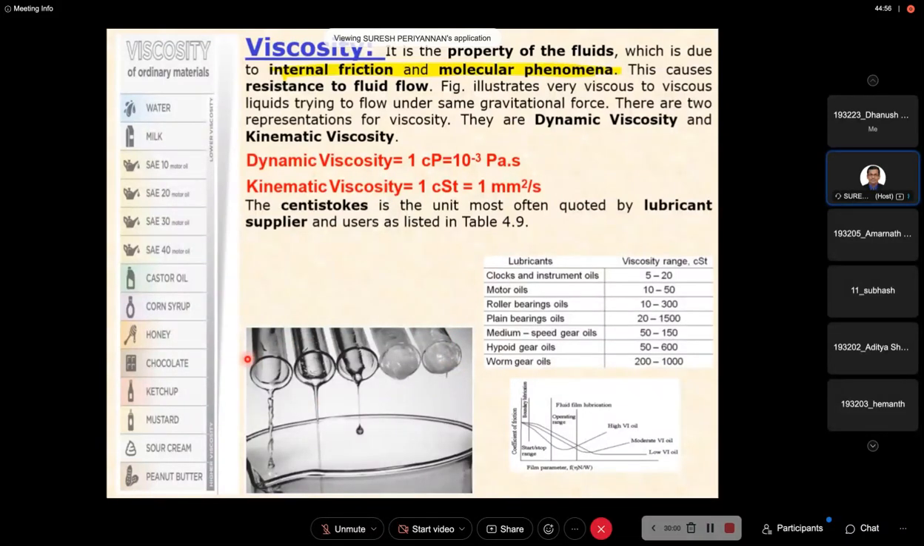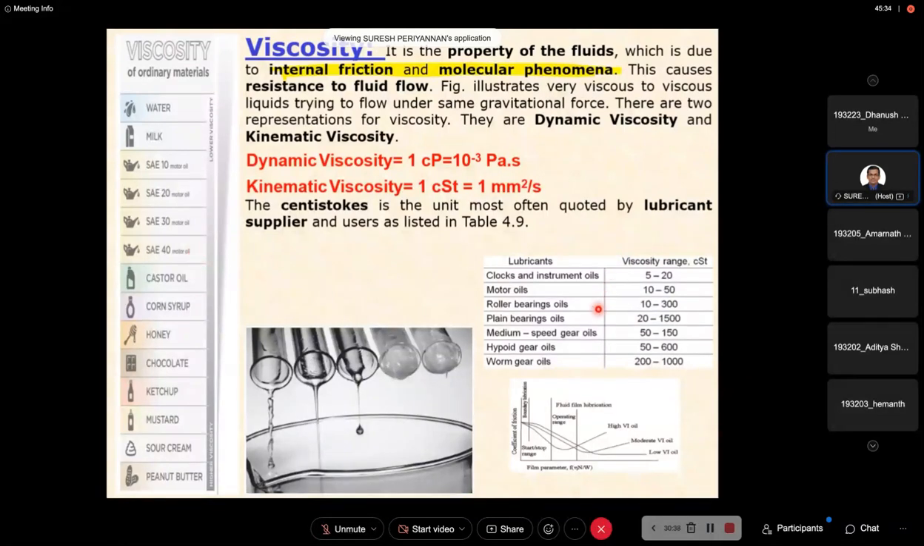You may ask, sir, maybe the coconut oil is less viscous as compared to castor oil. I agree with that. But for our understanding, I am talking about the internal friction and molecular phenomena, how it will act due to the gravitational effect while taking all fluids in the same quantity in identical test tubes and making them to equal inclination, then how it will behave. For that understanding only I am talking about this. Now these are some fluids, for example water, milk, SAE 10, SAE 20, SAE 30, SAE 40 oils. These are the viscosities of ordinary material.